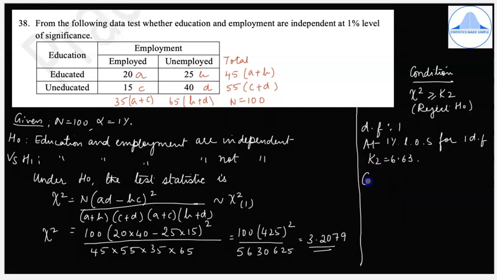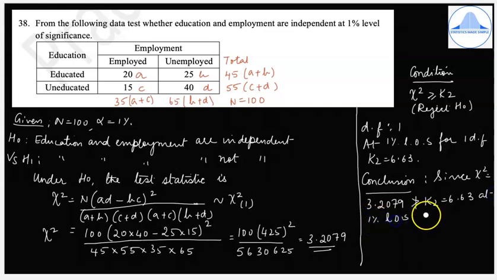Now let us write the conclusion. Since chi-square is equal to 3.2079, this is not greater than K2 equal to 6.63 at 1% level of significance for 1 degree of freedom, we accept H naught and conclude that education and employment are independent.